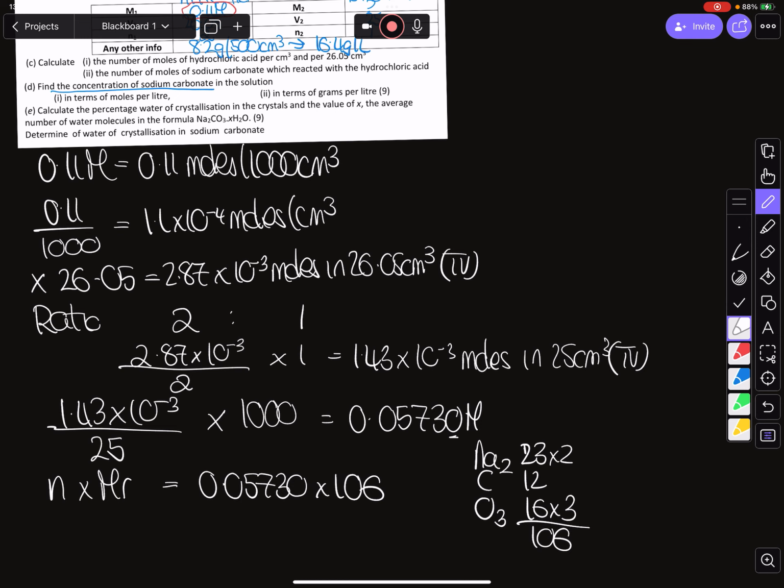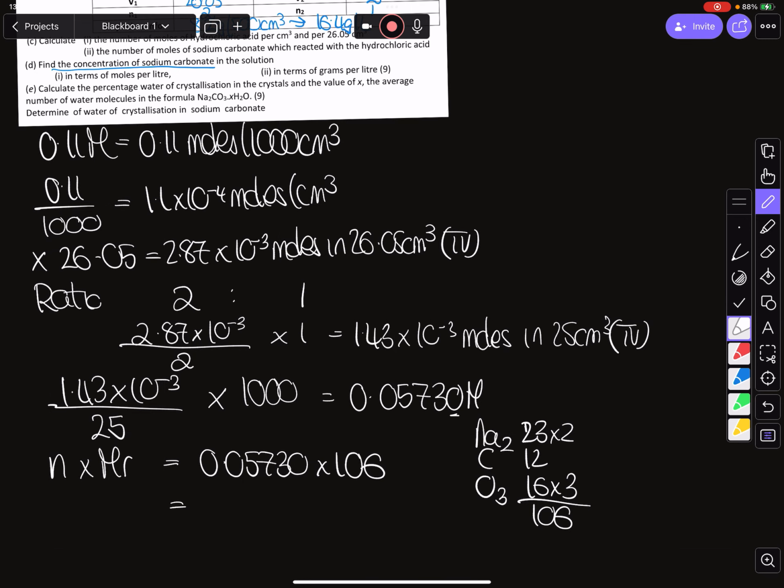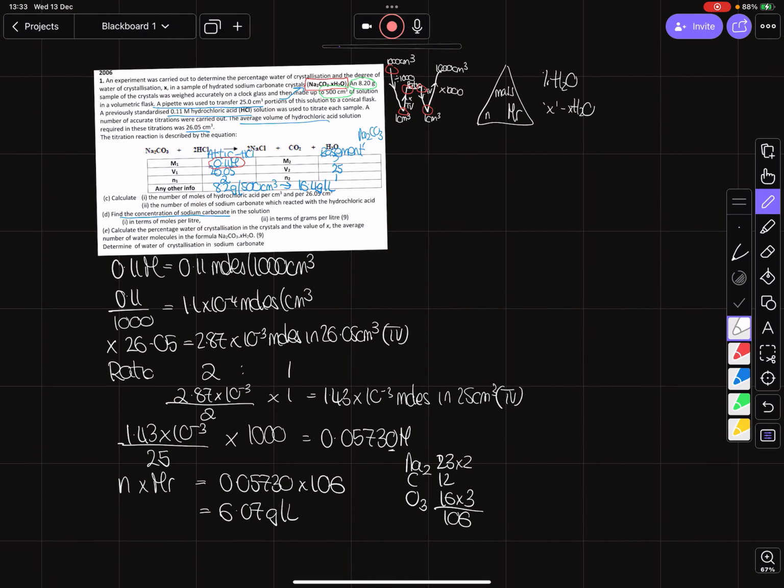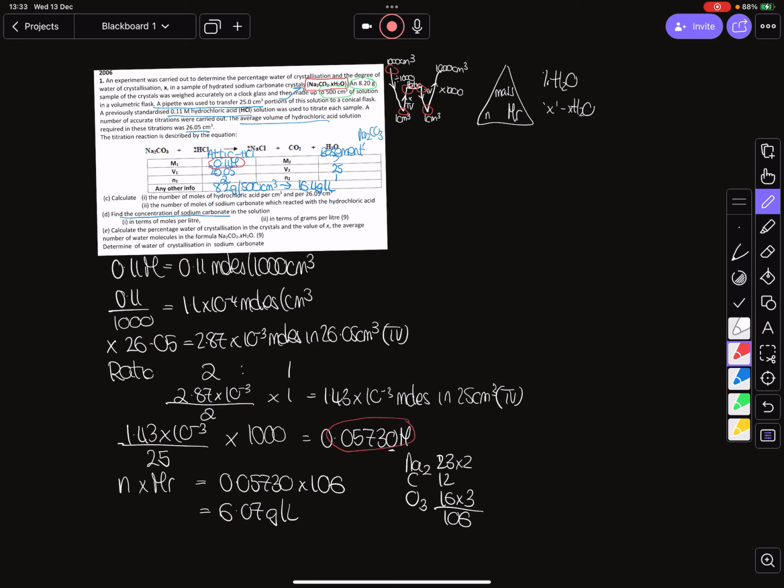So we always show all of our workings out for our examiner, and when I do that, I'm going to get 6.07 grams in a litre. So we've done our W. I should have said this 0.05 was that little part on the top. So I've always said do your W, do your grams per litre, and then have a peek at the question.